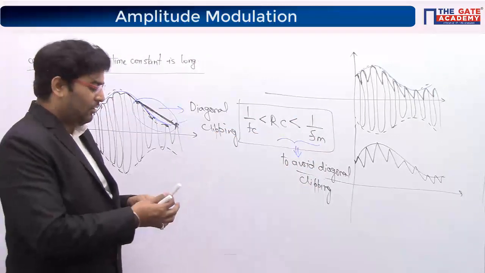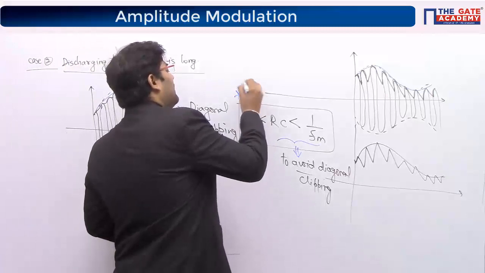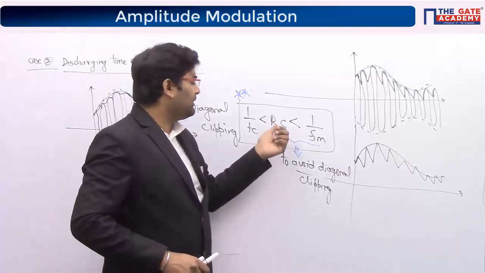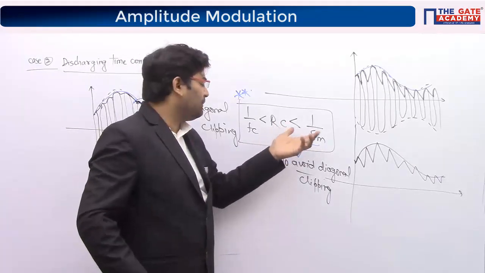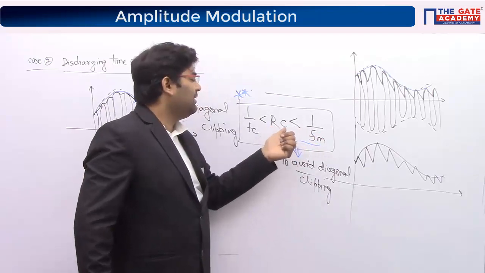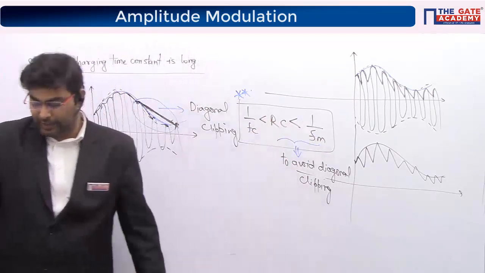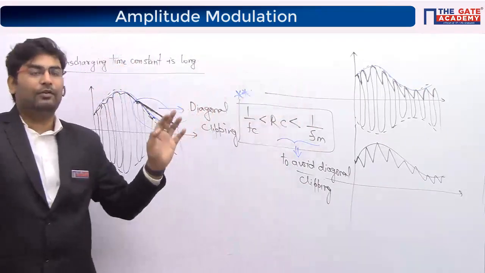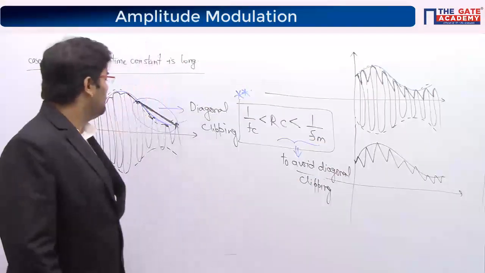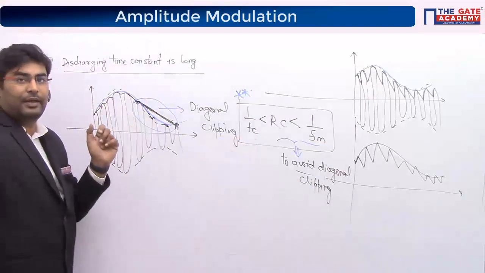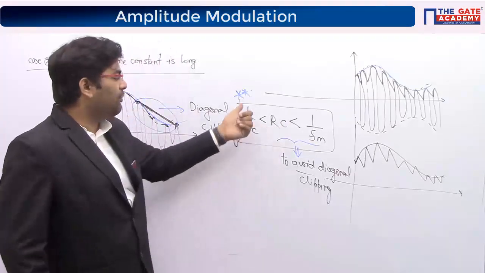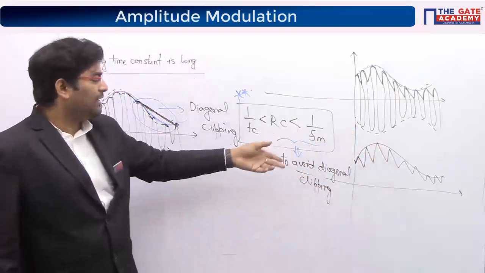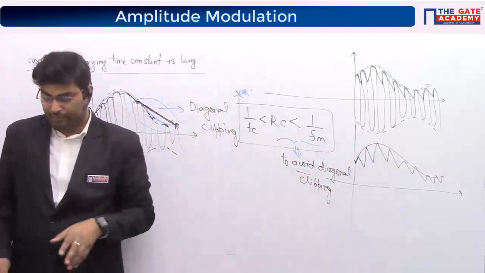So always keep in mind, very important, put two stars. If you have a question, ask, I will also solve it. This discharging time constant, I have just written in a generic manner. You can also write RLC is less than 1 by Fm and it should be greater than 1 by Fc. If this condition is not fulfilled, you will have either of these problems. You will get distortion, like I showed, or you will see diagonal clipping. If it is not more than 1 by Fc, you will see distortion, meaning it is discharging very fast. If it is discharging very slowly, you will have diagonal clipping. So keep in mind.